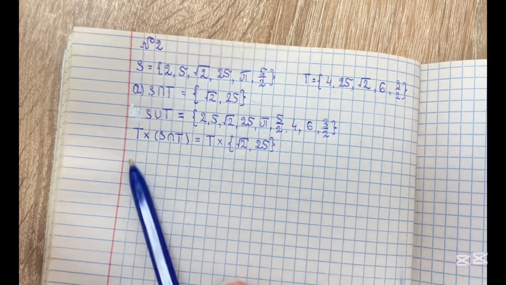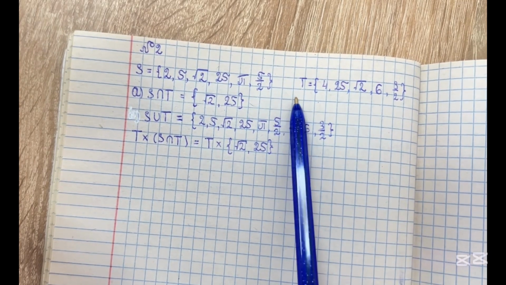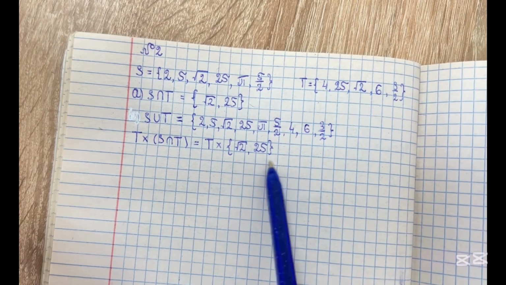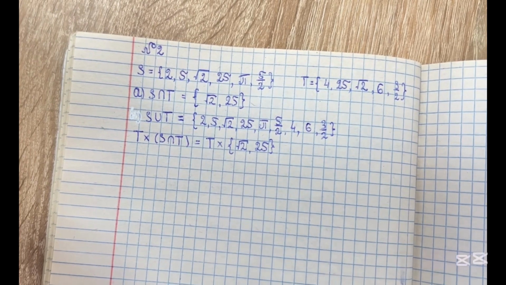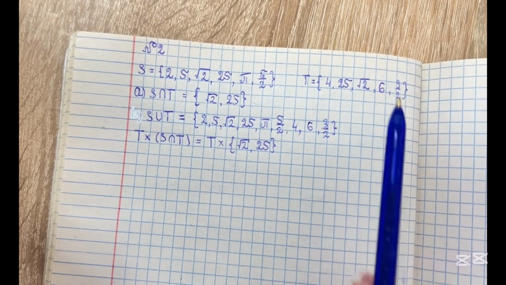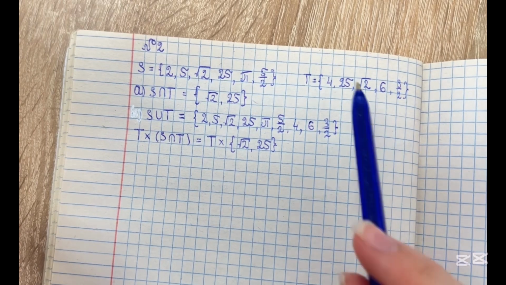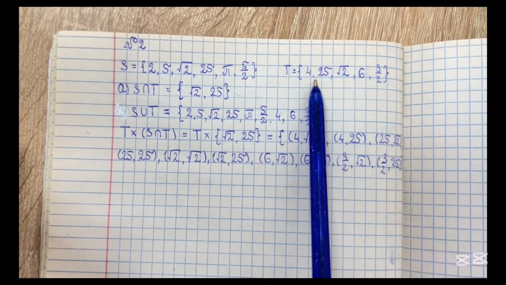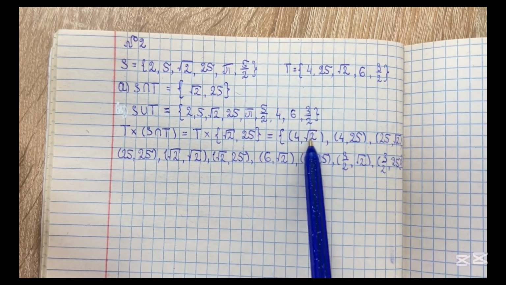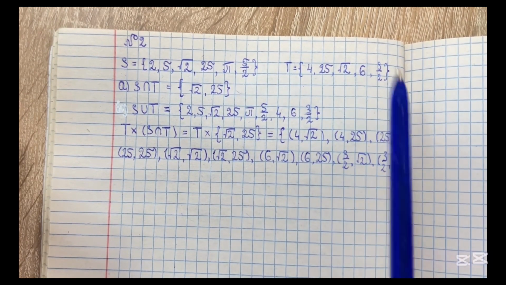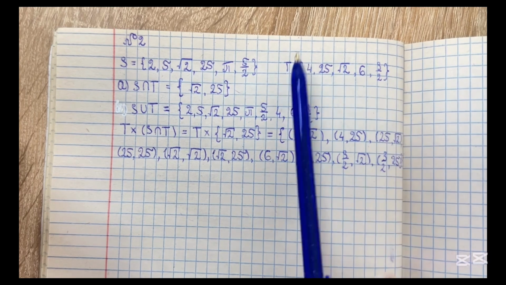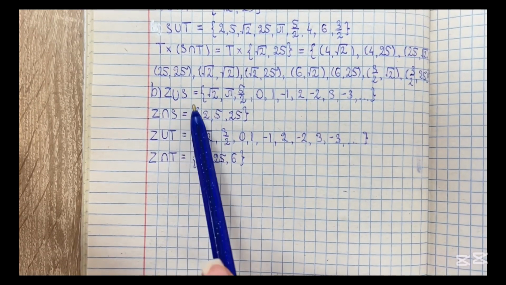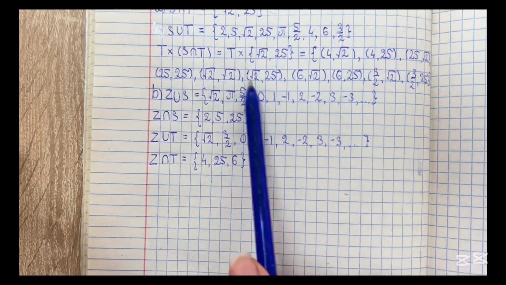The next task is to find the Cartesian product of the T set and the intersection of S and T. As we have already found it, I just rewrite it. And now we should combine pairs of elements of T and elements of this intersection. So, for example, we take 4 and make a pair with square root of 2 and with 25, and so on with other elements.